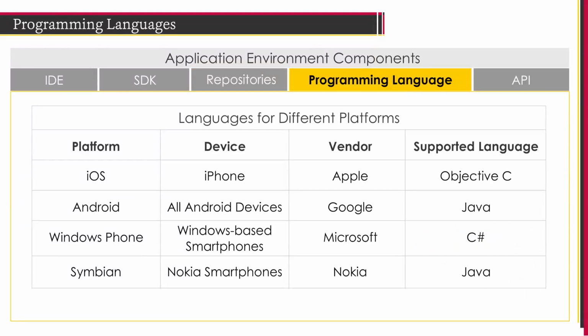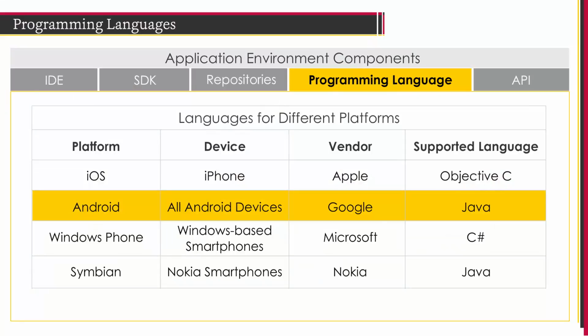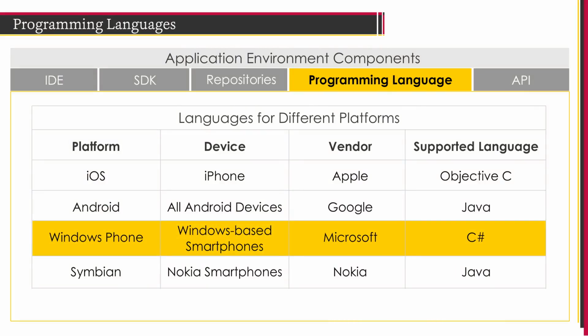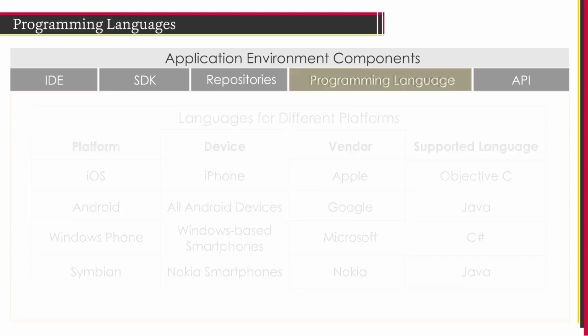Now, let us discuss programming languages. To develop an application, it is imperative to select the correct programming language. While selecting a programming language, you should consider the scope of the project. Different mobile platforms support different languages. The iOS platform of the iPhone device, developed by Apple, supports Objective-C. The Android platform in all Android devices, developed by Google, uses Java. The Windows Phone platform in Windows-based smartphones supports C#. This platform was developed by Microsoft. The Symbian platform in Nokia smartphones developed by Nokia supports Java.